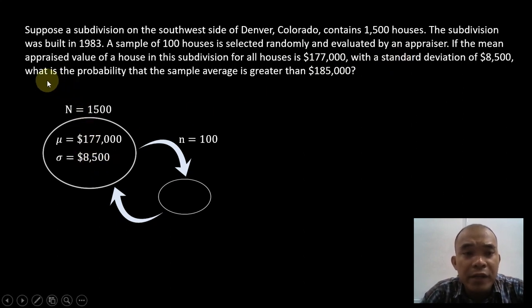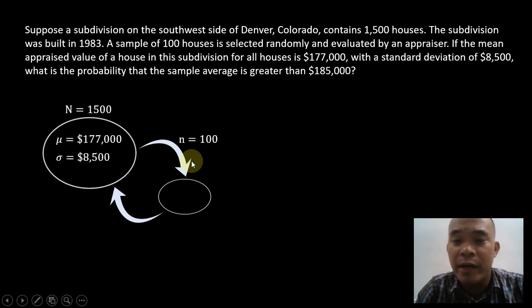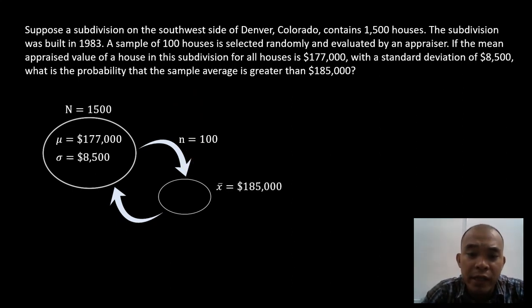The next sentence is, what is the probability that the sample average, so you conducted a survey and evaluated 100 randomly selected houses, and the question is, in these 100 houses, what is the probability that the sample average is greater than $185,000? That's the sample mean here. So how are we going to solve this problem? Among the three formulas, what are we going to use? We're going to use the formula with a finite correction factor since the population size is given.